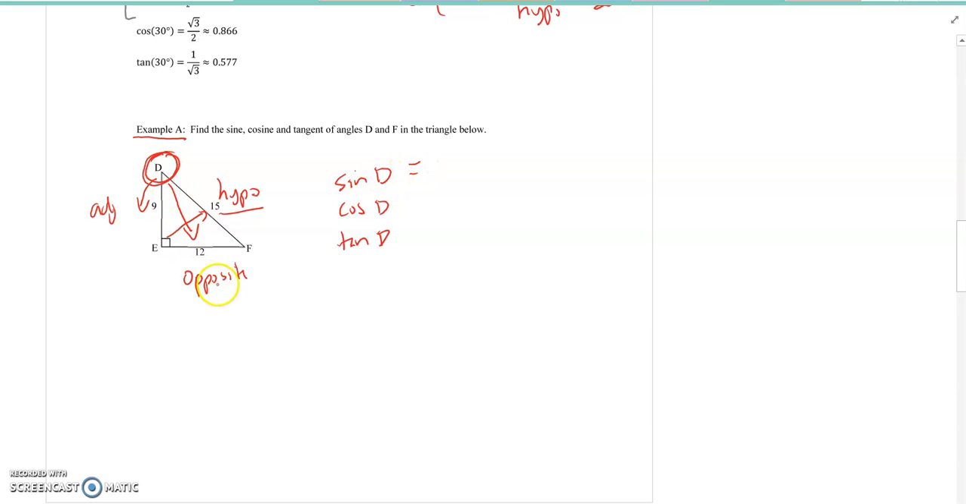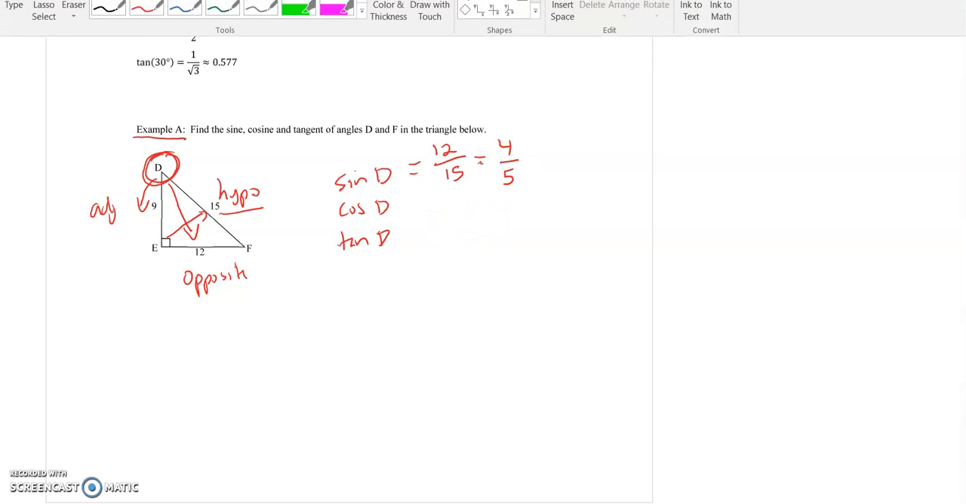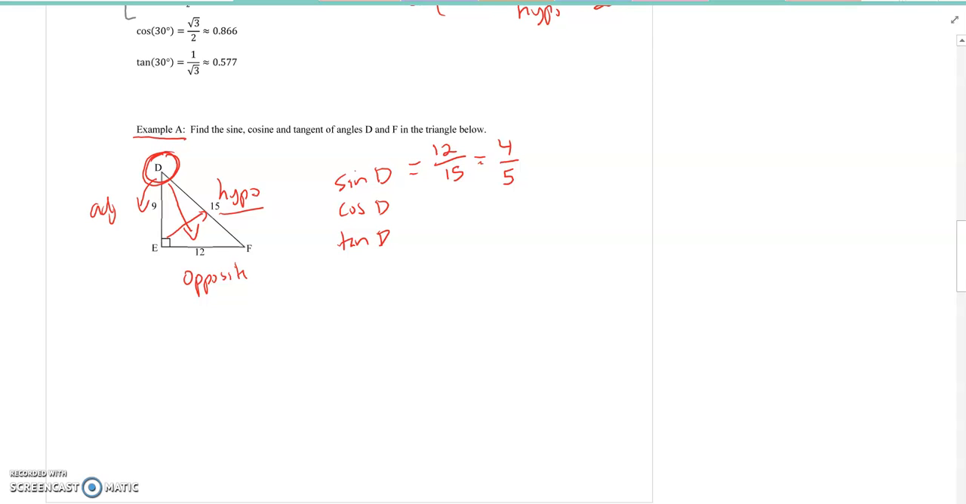So the opposite to D is 12, so the sine of D is 12 divided by the hypotenuse, which is 15. When we reduce 12 divided by 15, we get 4 over 5. Now the cosine of D is the adjacent divided by the hypotenuse. So the cosine of D is 9 divided by 15, which reduces to 3 over 5. And tangent is opposite divided by adjacent. So the tangent is 12 divided by 9, or 4 over 3.